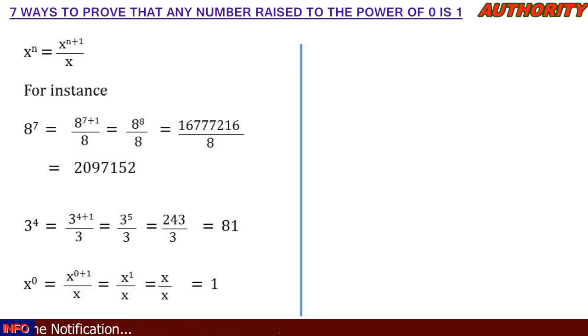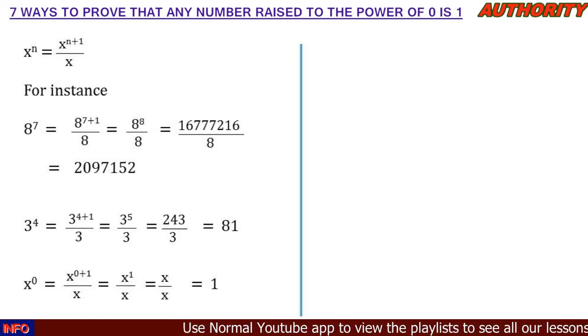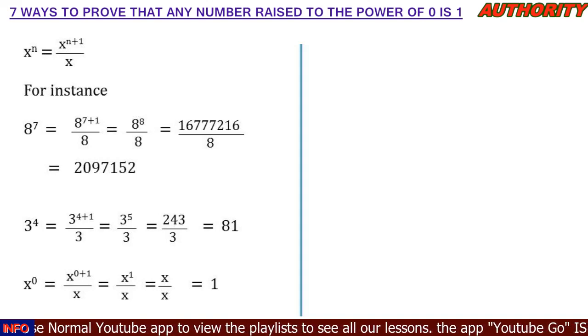what? 1. Not only a number, even your name raised to power 0 is equal to what? 1. Yes, anything except 0. Except 0 raised to power 0. So every other number raised to power 0 is equal to 1. Now maybe you are confused, I just used a letter.